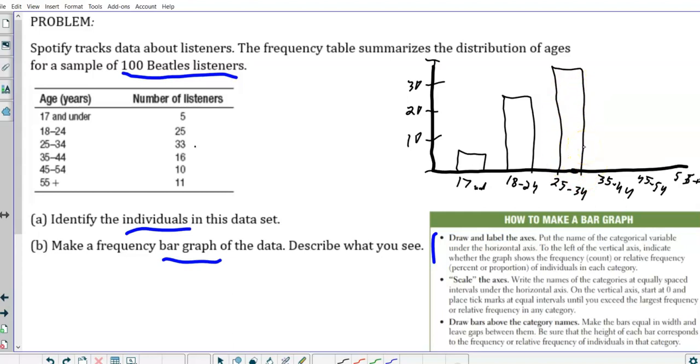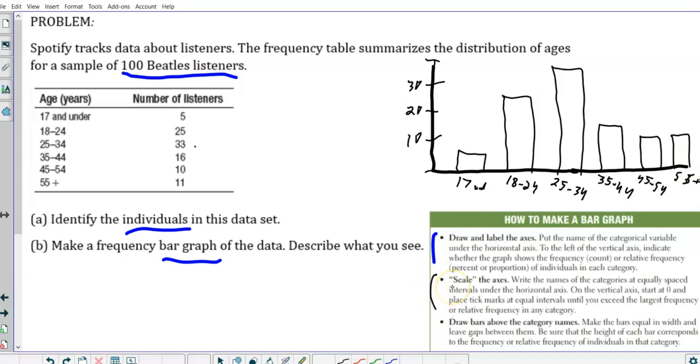It might be helpful to have graph paper when you're making a bar chart. It would be helpful. 35 through 44 is 16, so somewhere in that neighborhood. 45 is 10, so right up to about there. And then 11, which is slightly higher, would be that. Again, these are supposed to be the same width. They're separated. You can fill them in if you want.